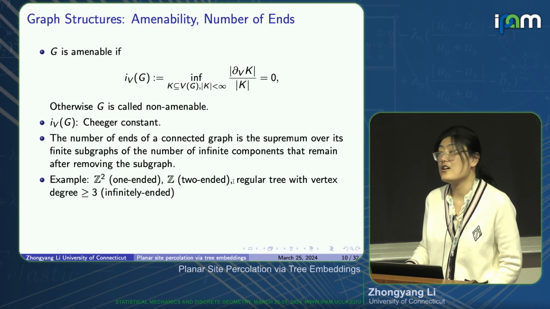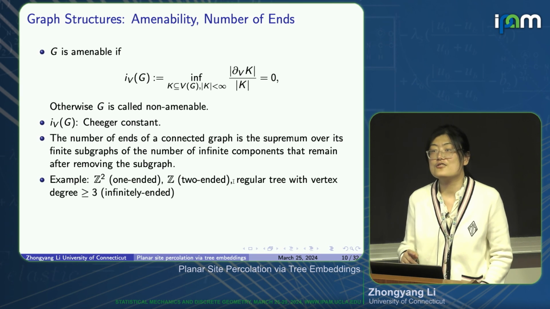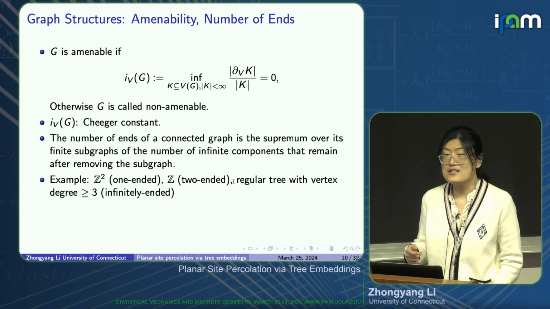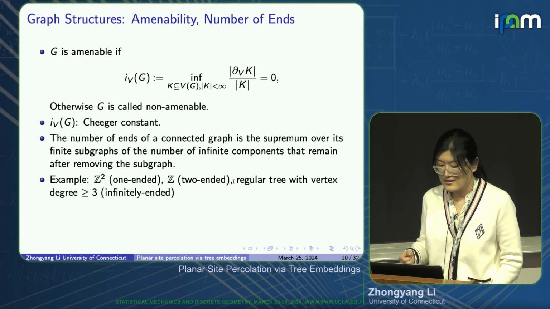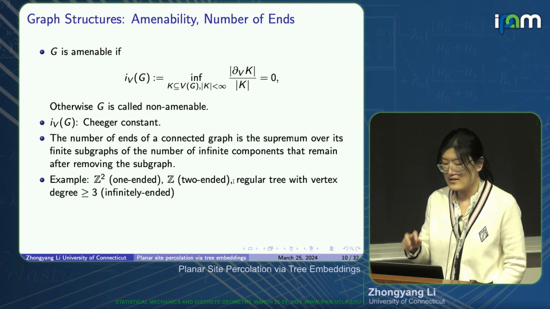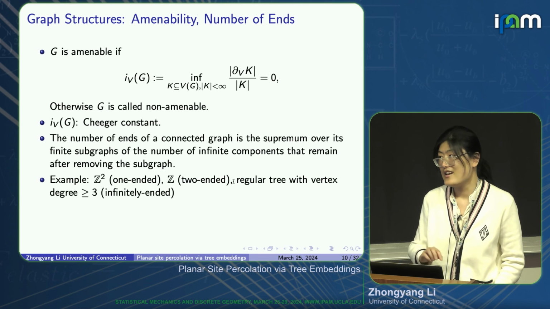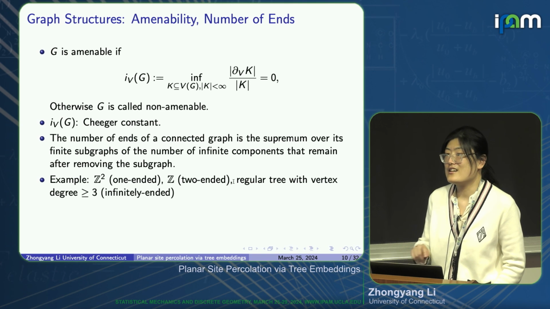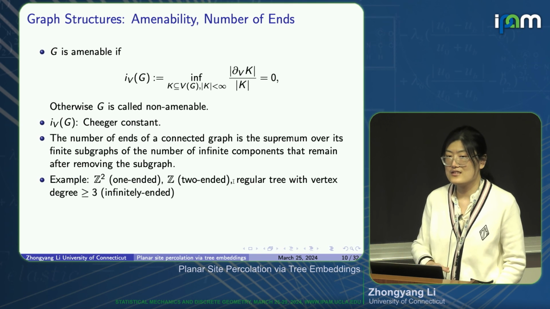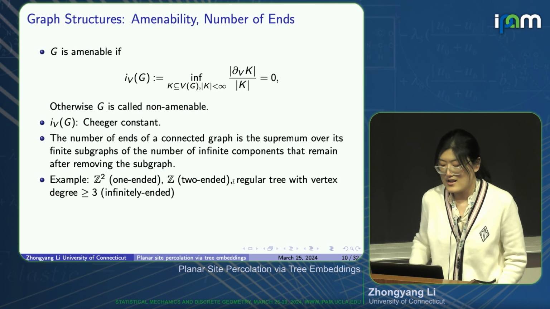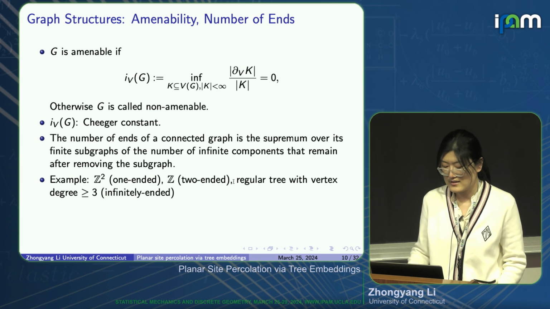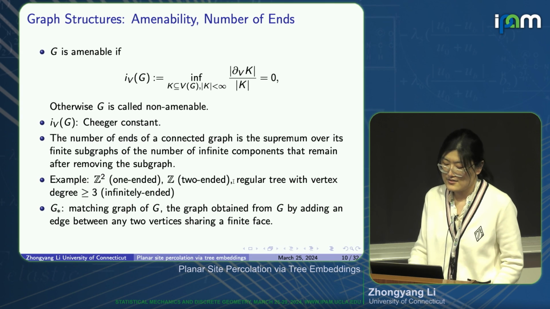Examples of one-ended graphs include all the hypercubic lattices Z^d with d at least 2. If we consider a line graph, where vertices are represented by integers and edges join consecutive integers, this is an example of a two-ended graph. And if we have a regular tree with vertex degree at least 3, this is an infinitely ended graph.